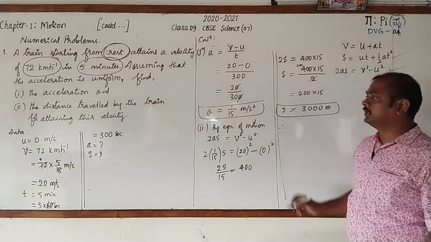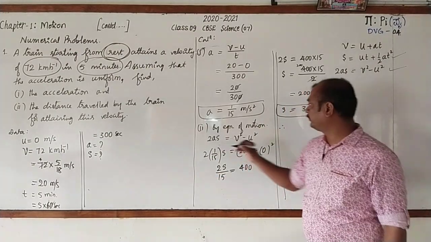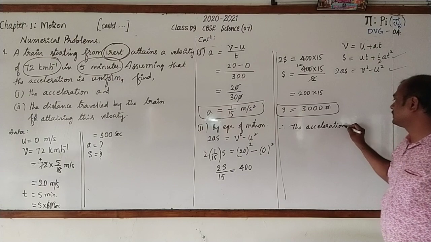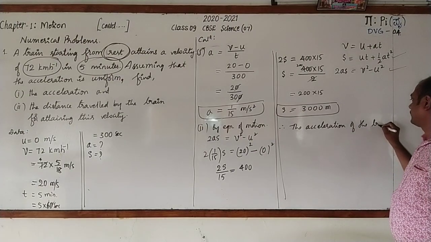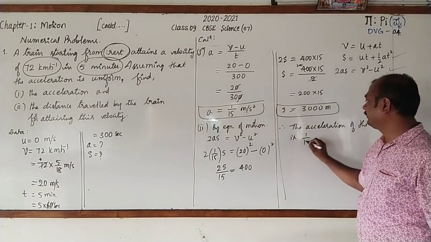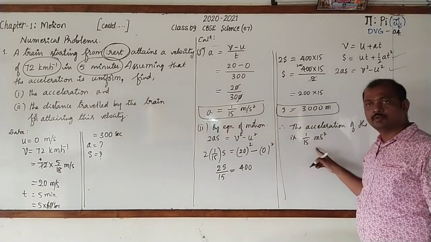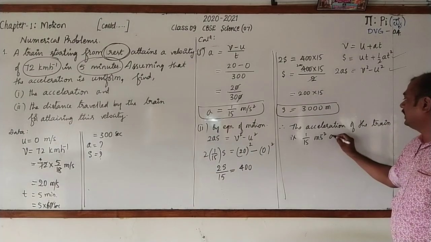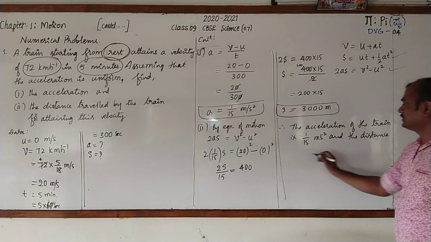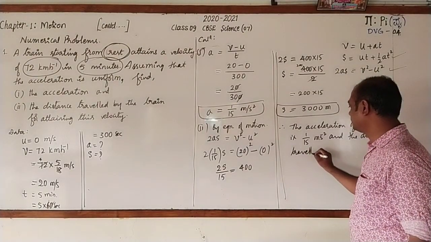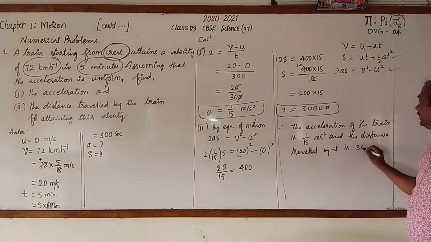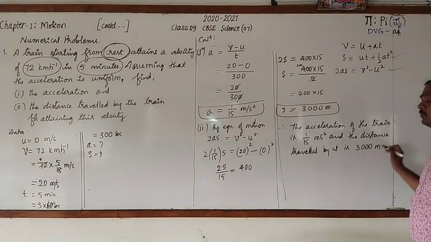So finally you can write the conclusion as, therefore the acceleration of the train is how much? It is 1 by 15 meter per second square. You can also write the unit like this. And the distance traveled by it is 3000 meter or 3 kilometer.